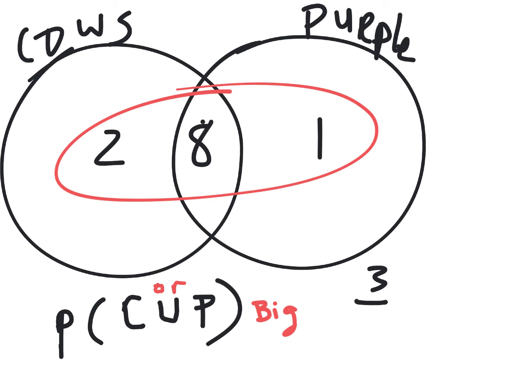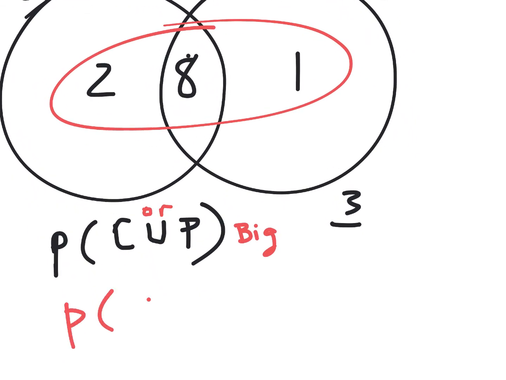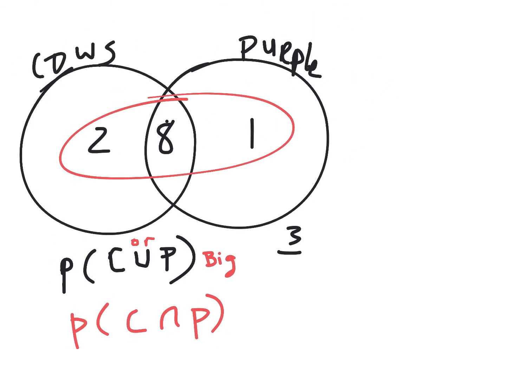Good. Then what's probability of C intersect P? What's that mean? Intersection. Ever heard of an intersection? It's like this. It'd be the 8. Raise your hand if you knew it was going to be the 8. Okay. Intersect. This would be 8. 8 out of what? Well, it depends on how many people we pulled. In this case, I have 14, so I'd say out of 14.